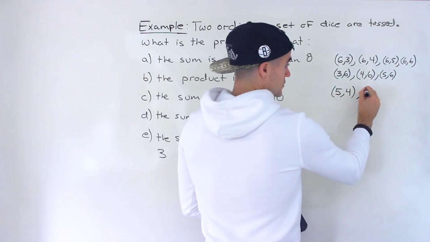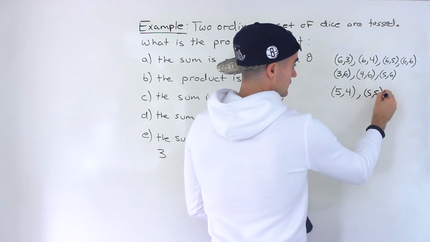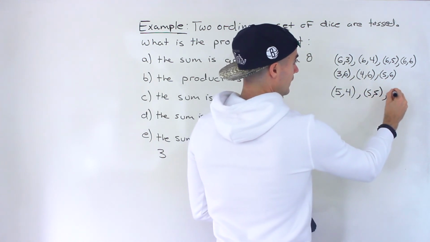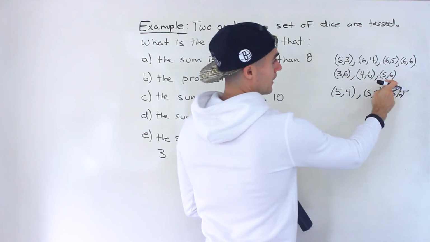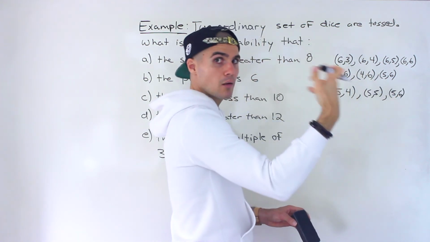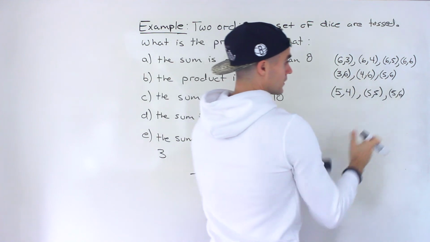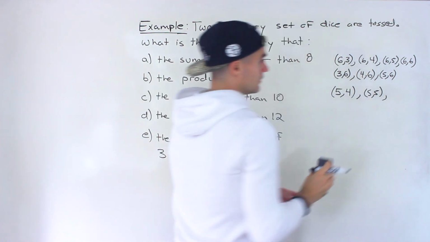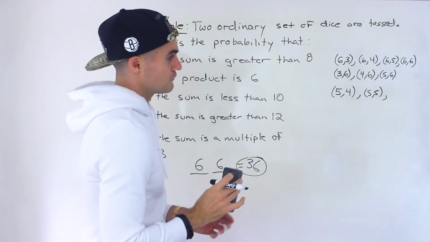We could also have 5 and 5, which would give us a sum of 10. And then notice 5 and 6 we already counted over here. So you got to be careful not to double count, right? So we wouldn't include that over here. So 5 and 4, 5 and 5 work.